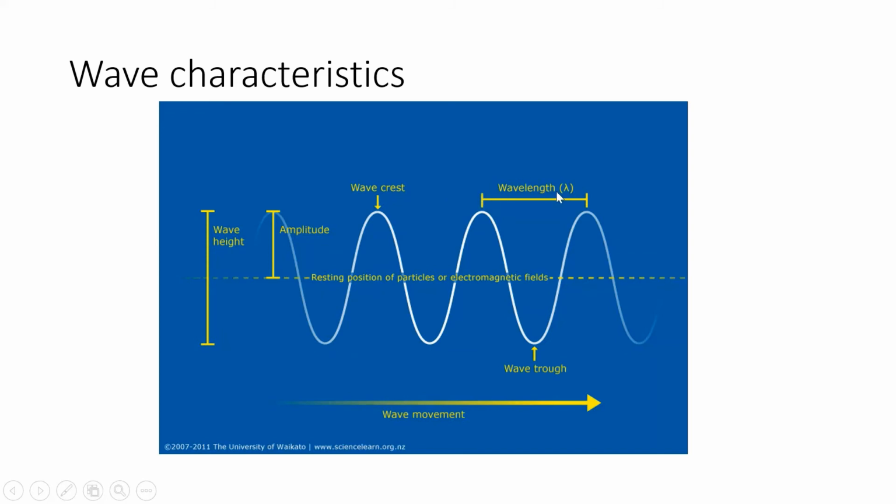Wavelength is from crest to crest, or it could be from trough to trough. That would be the same distance.